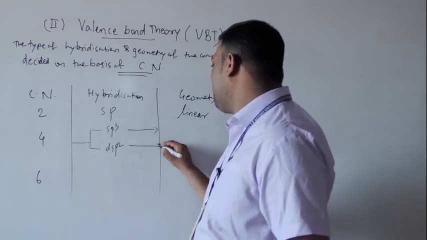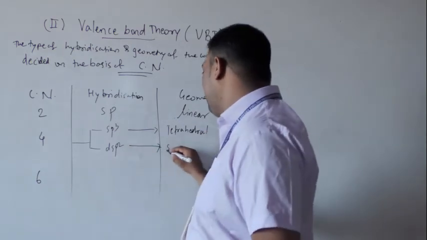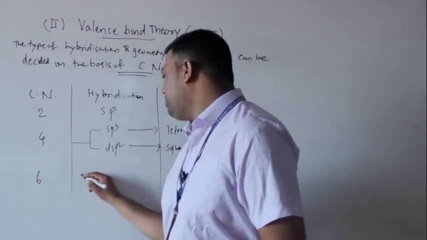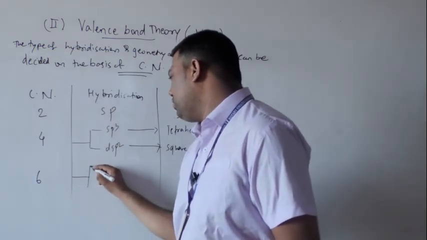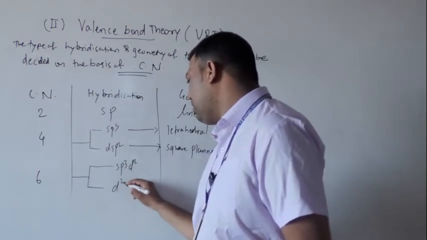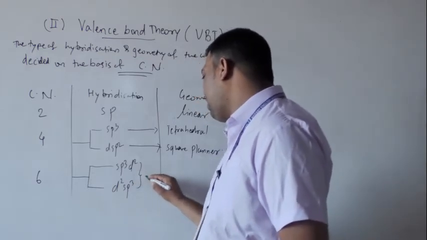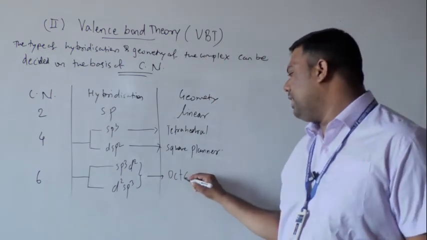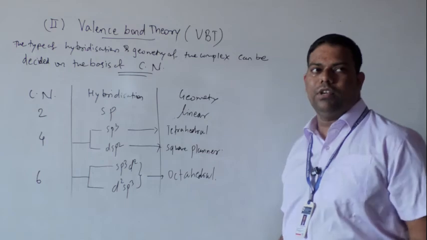sp3 gives tetrahedral, and dsp2 gives square planar. And for coordination number 6, we have sp3d2 hybridization and d2sp3 hybridization, and together the geometry of that complex is octahedral. I think we saw this in the previous video also.